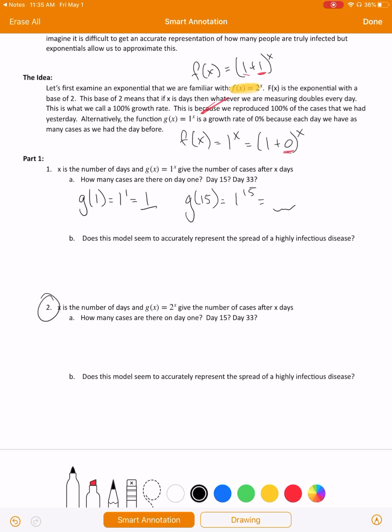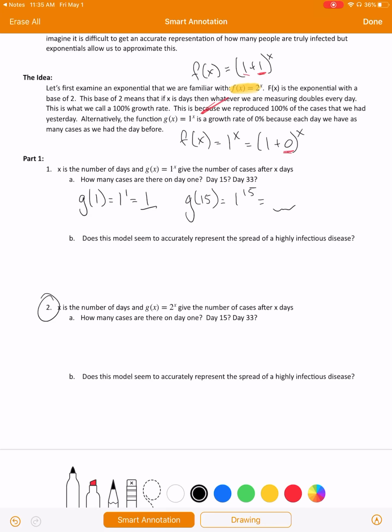Okay, and so when I say does it accurately represent the spread of a highly infectious disease, just think about what you've seen with the coronavirus pandemic so far, right? Are the cases, the total number of deaths, doubling every day? Is it 200,000 one day and then 400,000 the next? Does it stay the same? Is it 200,000 and then 200,000 and then 200,000?